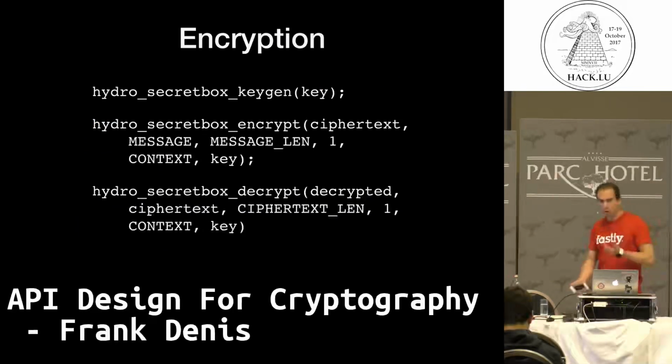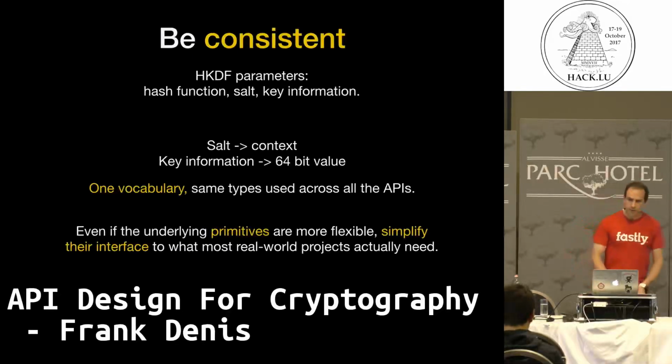So this is how you encrypt something with hydrogen. You provide a message, a number, here it's 1, a 64-bit number, a context, and a key. And that's it. No nonce. People don't have to know about how to build one and additional data and everything. No, this is handled by the API. Consistency is very important. One more time.